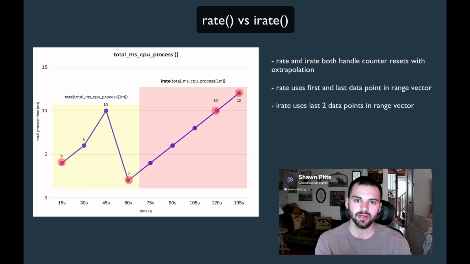Now, if you're curious about how rate works in further detail, I will link down a bunch of resources as it is extremely beneficial to look into, especially if you want to know how to make correct calculations in some of the edge cases around rate.